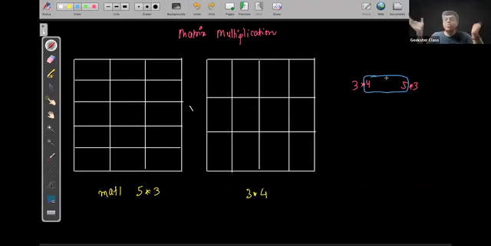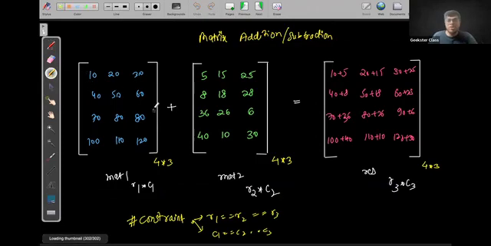Like if A into B is possible, it is not necessary B into A will always be possible. Currently, for 5 cross 3 and 3 cross 4, A into B is possible because columns in first is the same as rows in second. But the B into A, that is second matrix into first matrix, it is not possible. Why? Because number of columns in second is not equal to number of rows in first. So A into B is only possible.